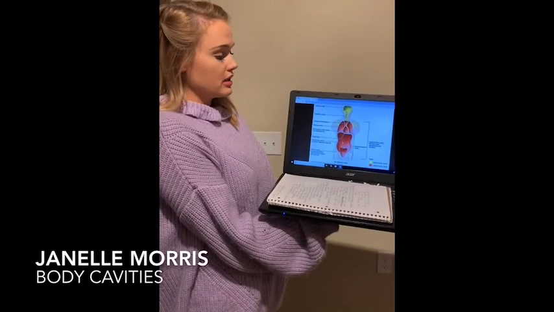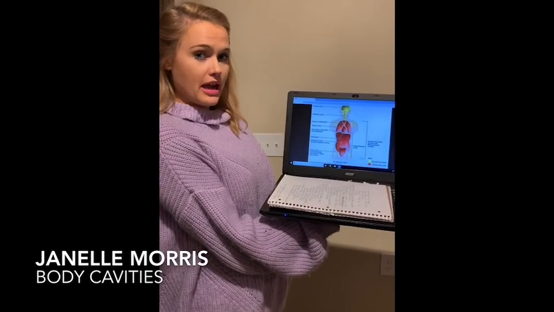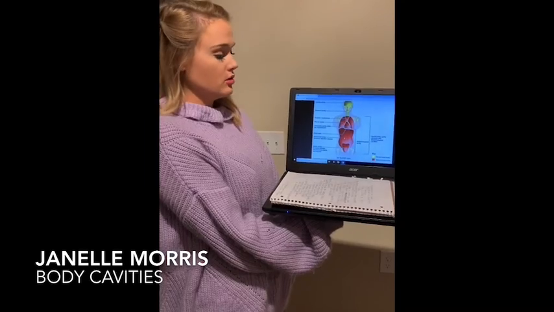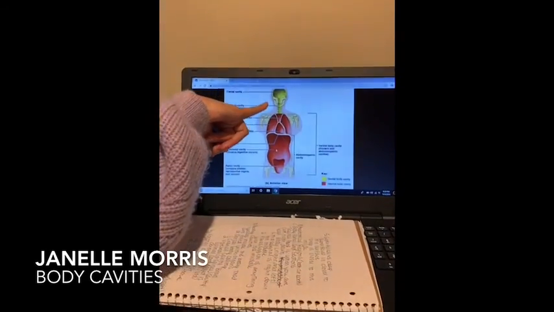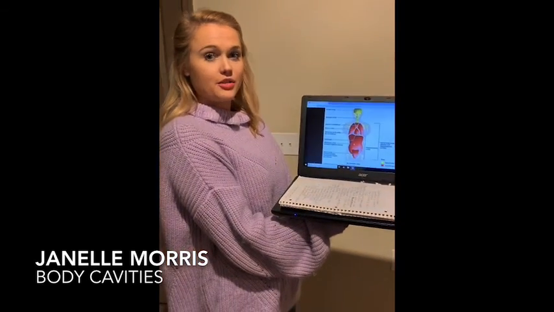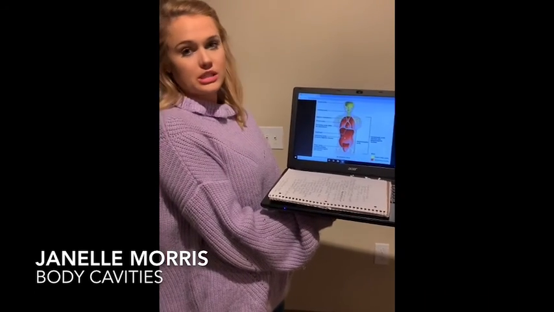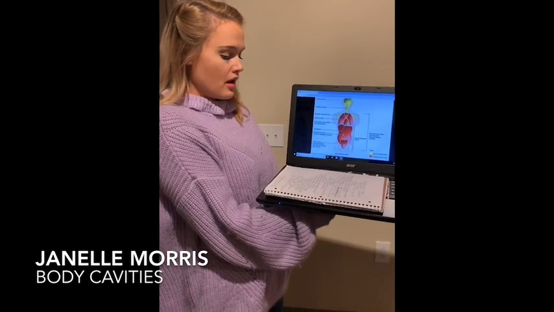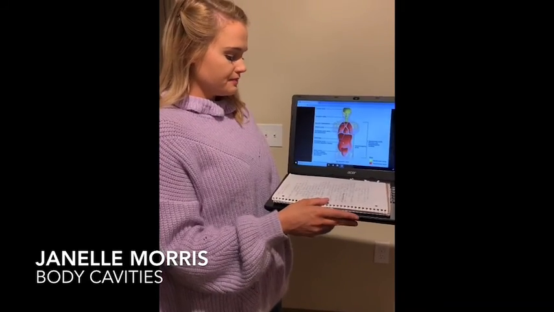Body cavities are the spaces inside the body that are filled with organs. The first body cavity I'm going to be talking about is the dorsal body cavity. You can see the dorsal body cavity on this image in yellow. The dorsal body cavity contains the cranial cavity, which is the brain, and the vertebral cavity, which is the spinal cord.